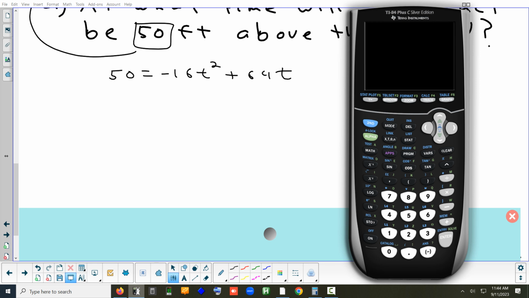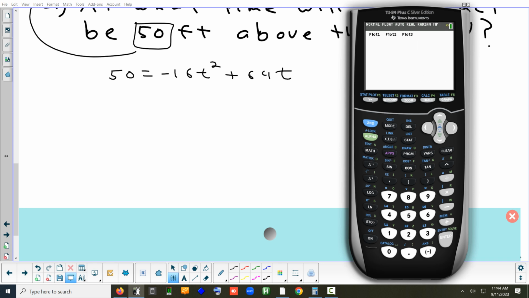I could use the quadratic formula, and I would get 2 answers. But let's see if we can graph it. We're going to find the intersection points. So we have to graph 2 different things. We have to graph 50 on y1. And then we're going to graph negative 16. You have to use x as your variable. You can't use t. That's fine. We use t on paper, but the calculator can only do x. Plus 64x.